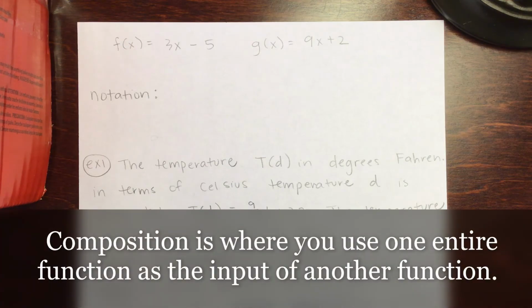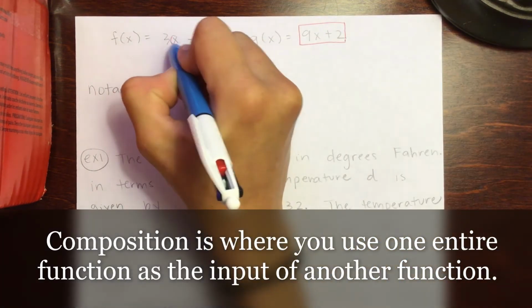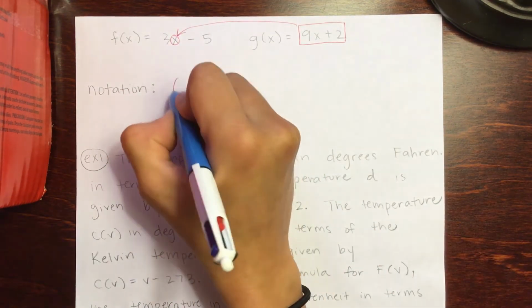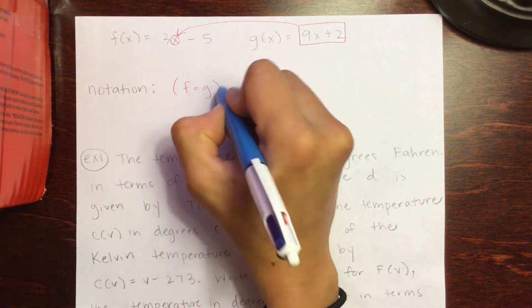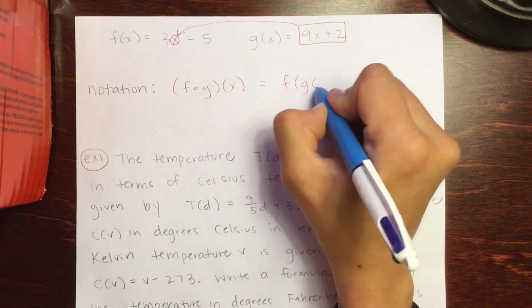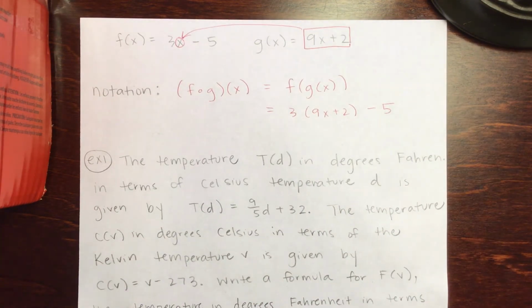Recall that composition is where you use one entire function as the input of another. The notation for this would be f of g of x, or it can be written f(g(x)). We're going to do the same thing, but in word problem format.